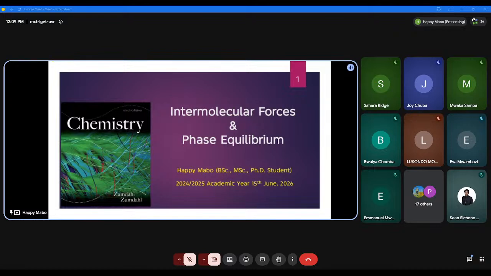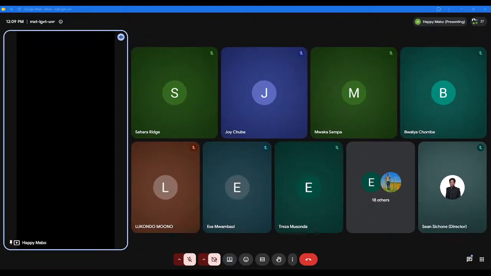So, like I told your friends, you and I are not meeting for the first time. We have met a number of times before. And once again, I have been assigned this particular component that I have to teach you. The component is in two parts. The first part is focused on intermolecular forces and phase equilibrium. Then the next component, we are going to talk about when we get to that part.